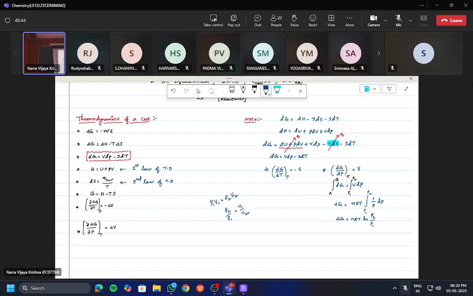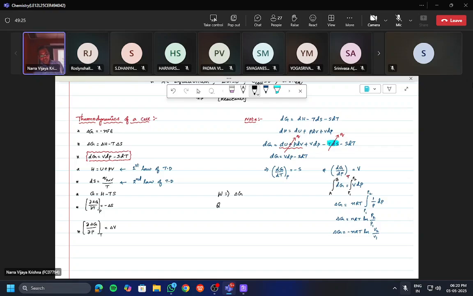I am writing it as V2 by V1 by taking the negative sign in front. So can I write this equation as delta G equals minus nRT ln V2 by V1? What is minus nRT ln V2 by V1? Work done in an isothermal process. What is the work done equation in an isothermal process? Minus nRT ln V2 by V1 only. So can I write Gibbs free energy as nothing but work done? So work, I will write as delta G.